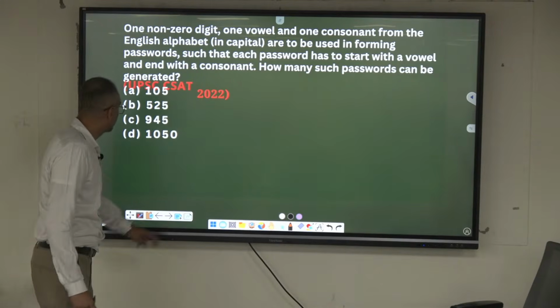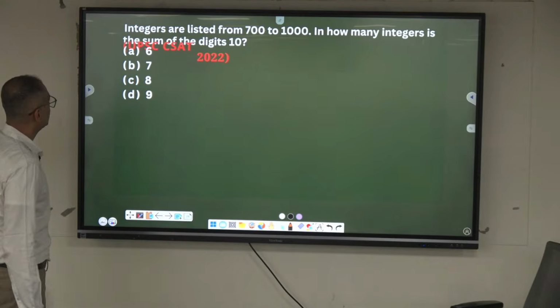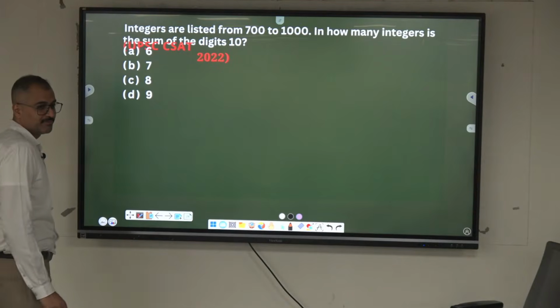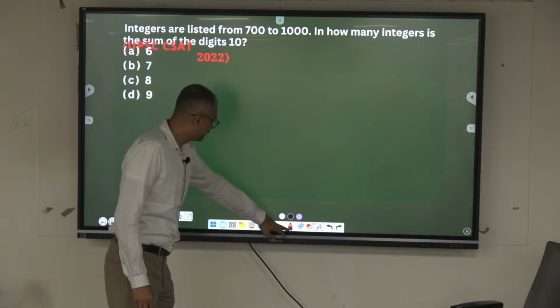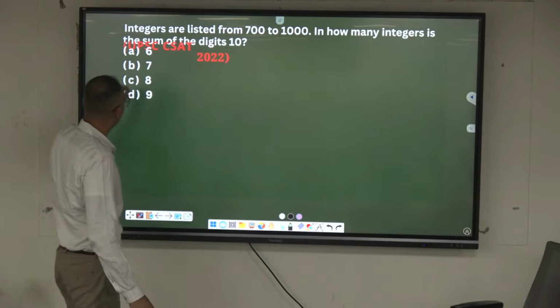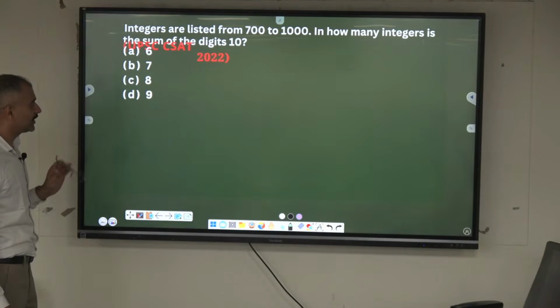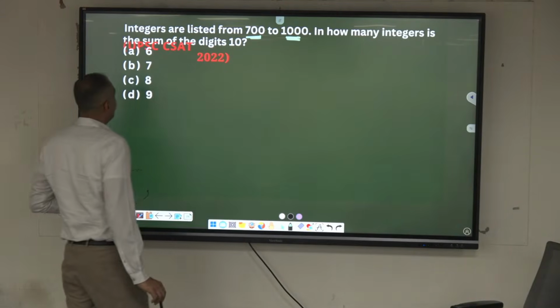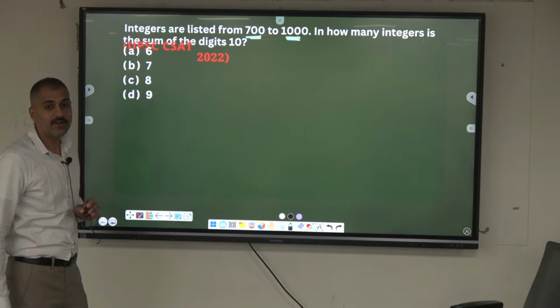Integers are listed from 700 to 1000. In how many integers is the sum of the digits 10? It looks tough at first glance, but doable. Very few will get it. Integers are listed from 700 to 1000. From means we have to consider 700 also, 1000 also. In how many integers is the sum of the digits 10?